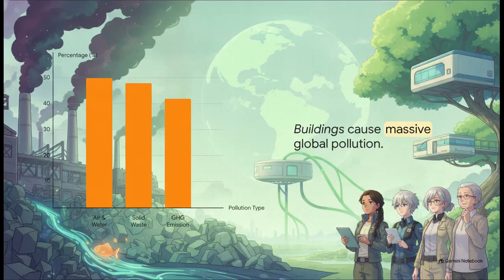And honestly, the crisis is perfectly mirrored on the output side too. It's not just what buildings consume, it's the toxic waste they leave behind. Building activities directly cause half of all global air and water pollution. Plus, they generate 48% of our solid waste and drive 42% of greenhouse gas emissions. So we're talking massive resource depletion on the front end and massive environmental degradation on the back end. The data is super clear here. Conventional building is fundamentally broken.